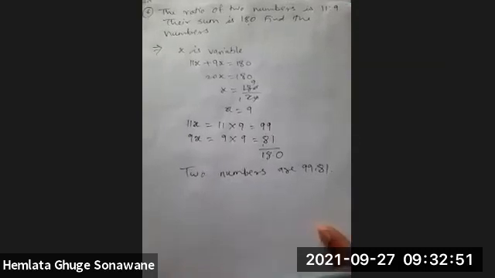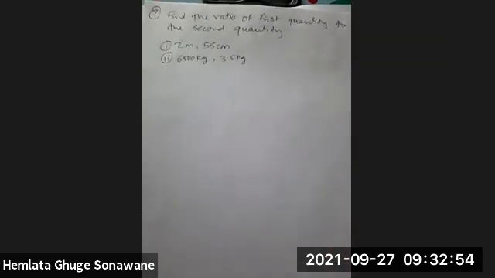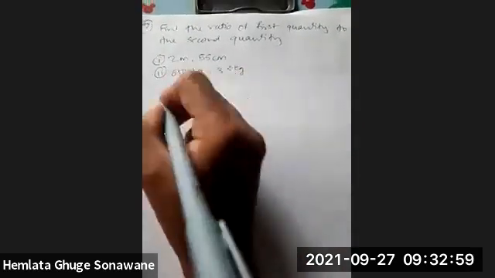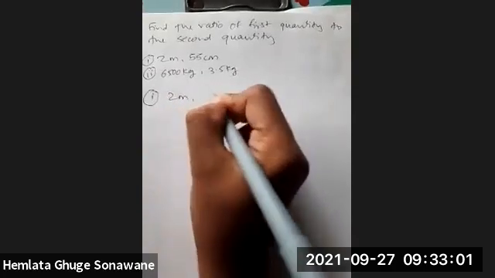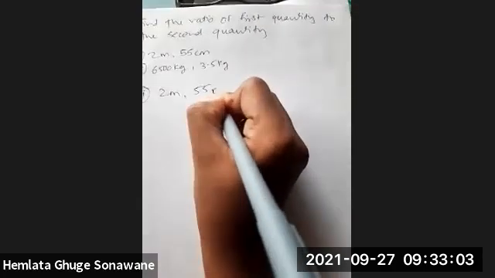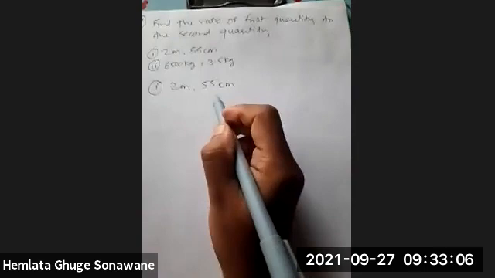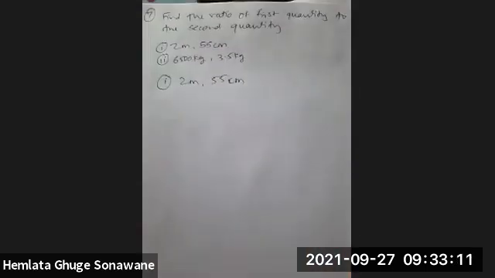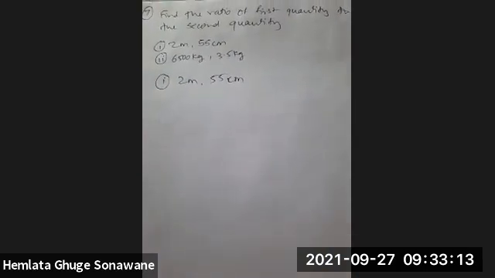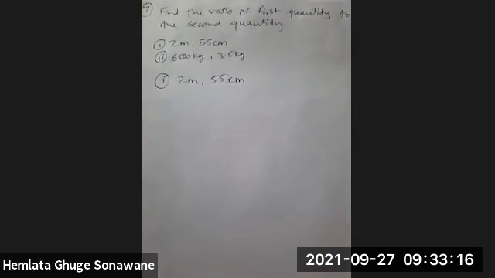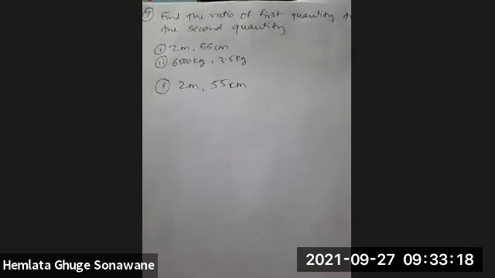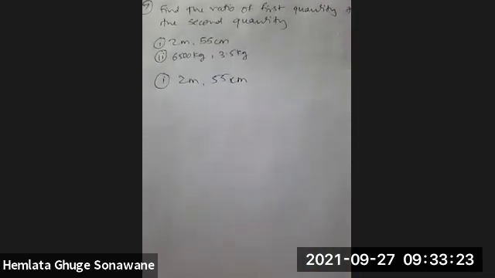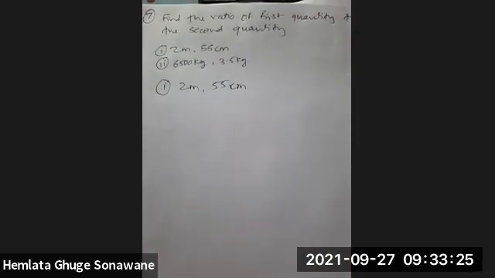Okay, we'll take the next example. Find the ratio of the first quantity to the second quantity. The first one is 2 meters and 55 centimeters. We have to take the ratio of the first quantity to the second quantity. Now how will we solve this? 1 meter is equal to 100 centimeters. So here what we have to do? Please solve in your notebook and tell me the answer.